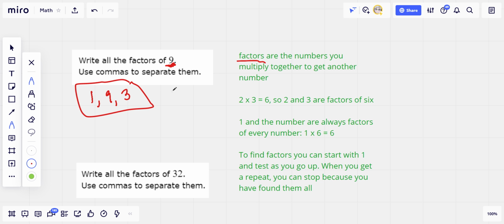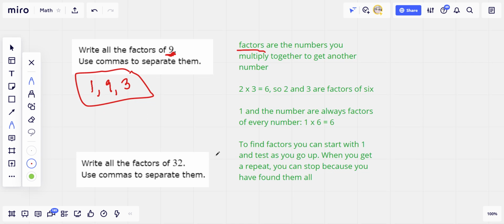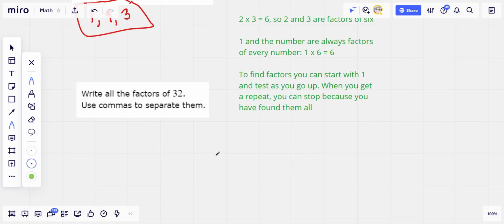Okay. Let's try this with a slightly bigger number so you can see how long it takes to find the factors of something like this. So the factors of 32. First of all, 1 and 32 are definitely factors. And then I notice that 32 is even, so it's going to be divisible by 2, which means 2 is a factor. What times 2 is 32? Well, cutting 32 in half, you'd get 16. So 2 and 16 are factors.